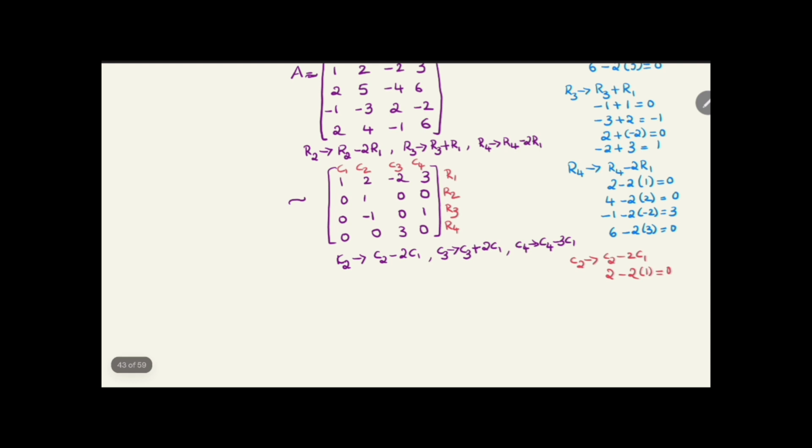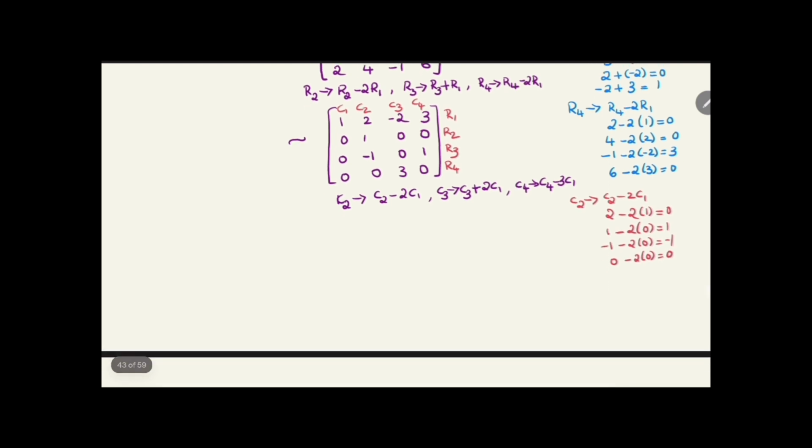Clear? Now what is the second element of C2? It is 1 minus 2 into second element of C1 is 0. So 1 minus 0 it is 1. Okay. Now what is the third element of C2? It is minus 1 minus 2 into 0. It is nothing but minus 1. In the same way, fourth element is 0 minus 2 into 0, 0.